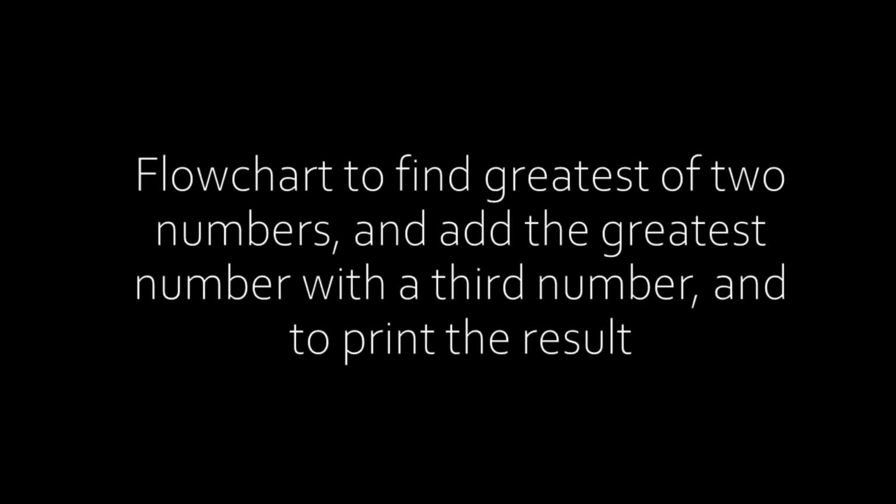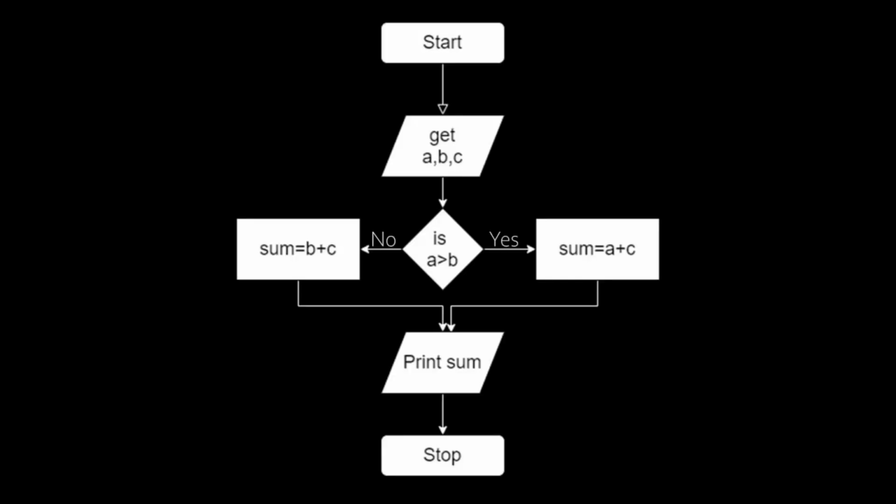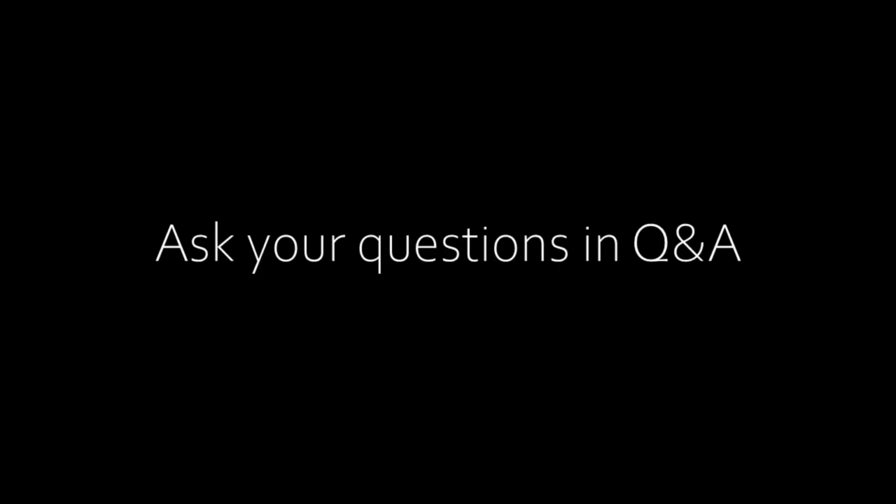Next, we'll see a flowchart to find the greatest of 2 numbers and add that number with the 3rd number and display the result. Pause the video and try to understand the flowchart. If you don't understand, ask questions in the Q&A section. I've also attached a list of symbols and their uses and resources. Make use of it. Now I'll explain that flowchart.